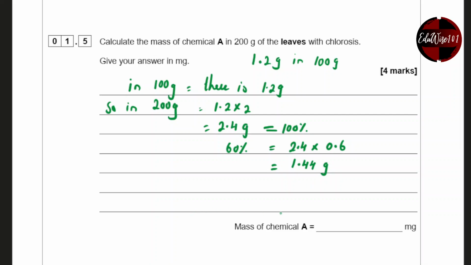And finally, I need it in milligrams. They haven't given a conversion, but you need to remember 1 gram is 1,000 milligram. So therefore 1.44 times 1,000 is equal to 1,440 milligram. 1,440.